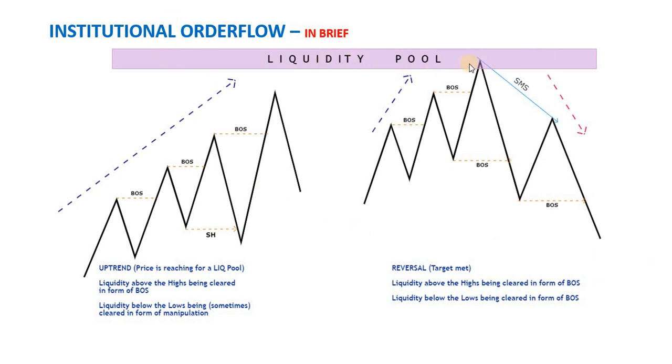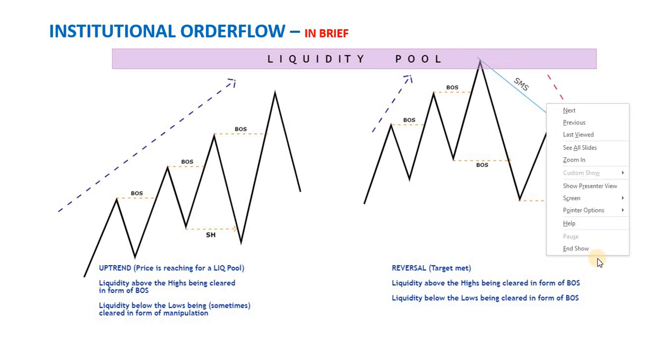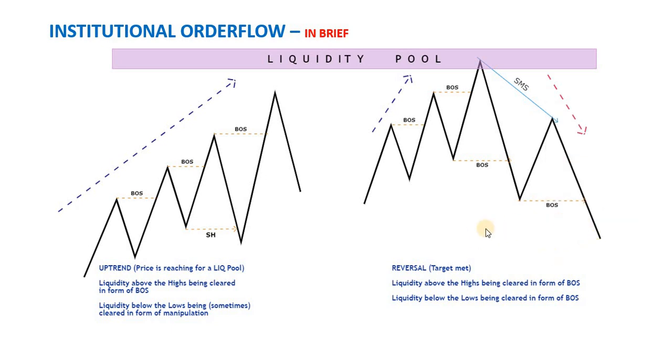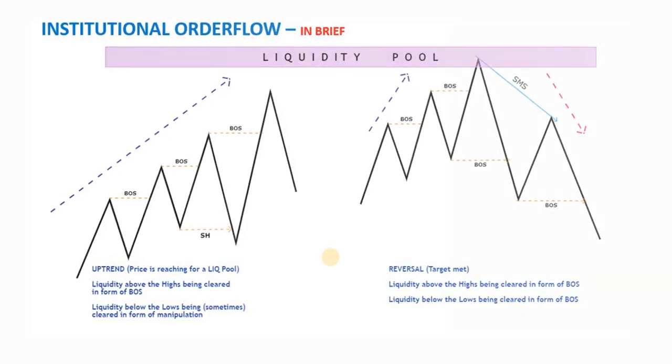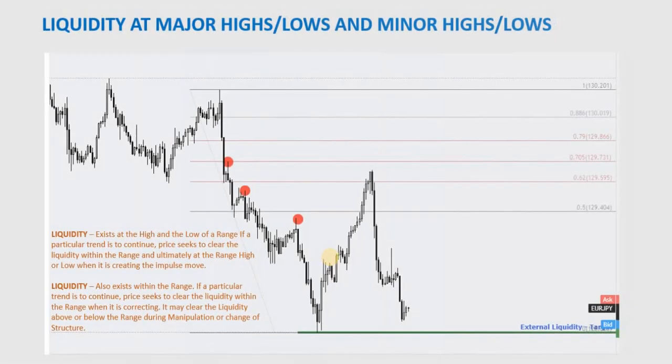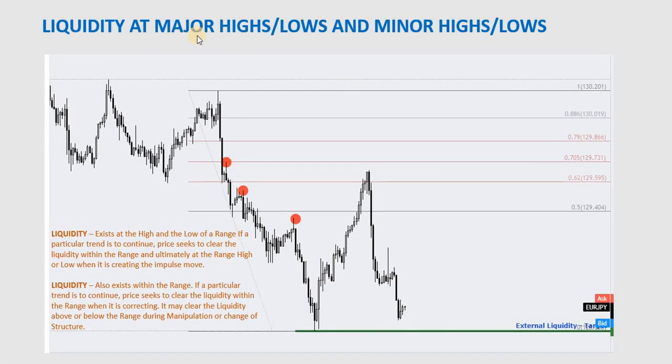Liquidity above the highs can be referred to as the buy side liquidity, and the ones below the low can be referred to as the sell side liquidity. Liquidity at major highs and lows and minor highs and lows.